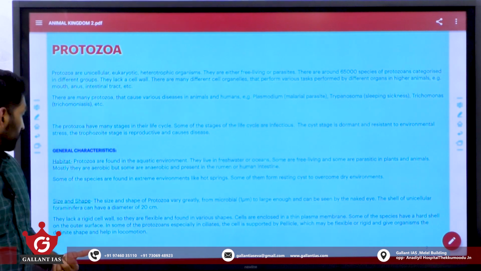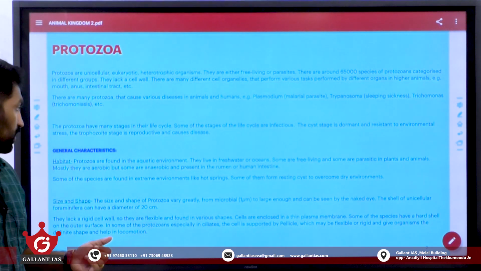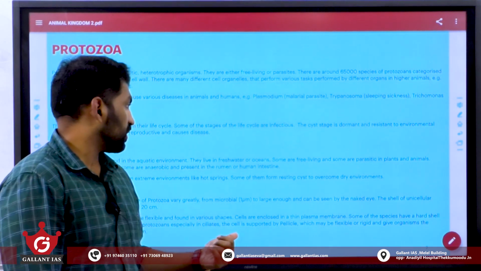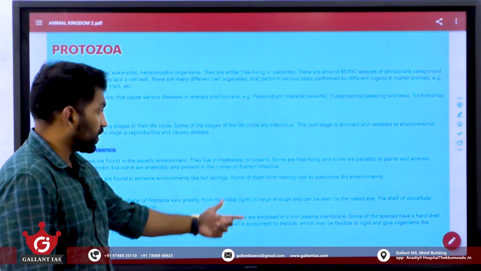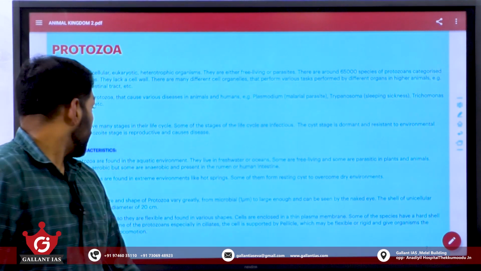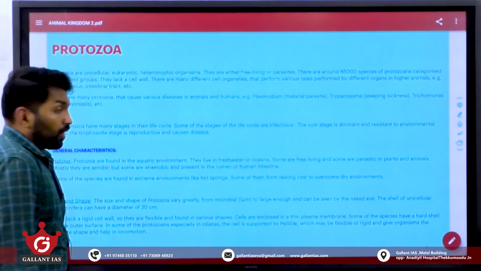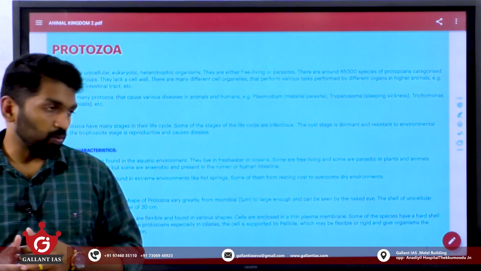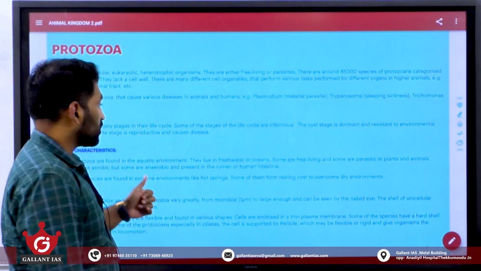Now size and shape in general. The size of protozoa varies greatly from 1 micrometer to large enough to be seen by the naked eye. When we say large, we can take the example of foraminifera, which is up to 20 centimeters in size. So it's such a big organism. Now protozoans lack a true cell wall, so they are flexible and are found in various shapes.